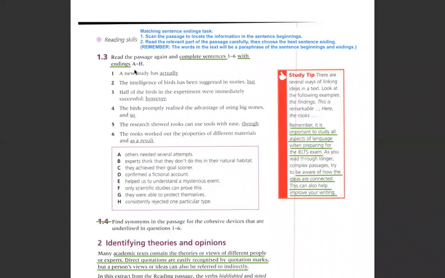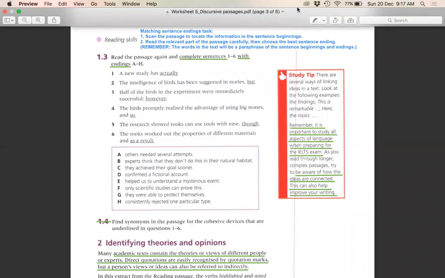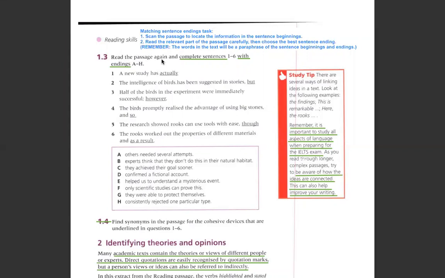The first thing we should do is read the sentence beginnings, okay? And scan the passage to locate information in the sentence beginnings. So we can start by having a look at them and underlining any important words. Here would be a new study. So we can't match them without reading the story. So what we should do is scan the passage to find the information in the sentence beginning.